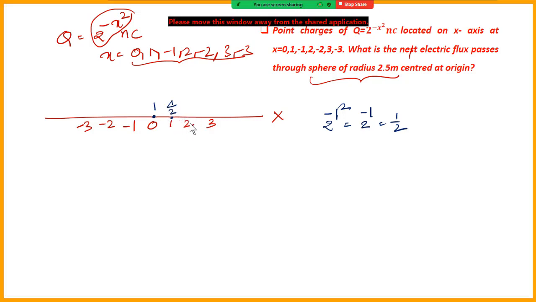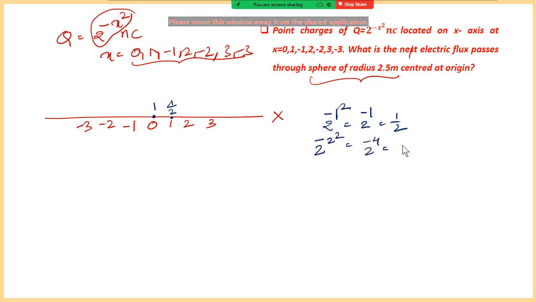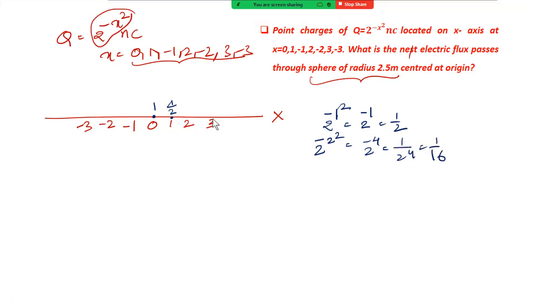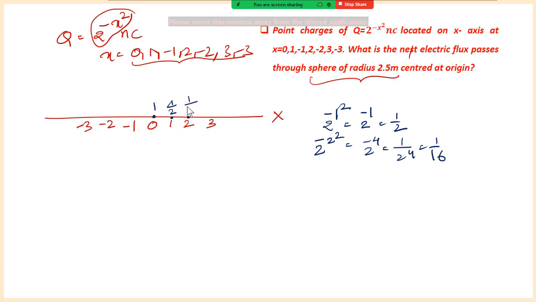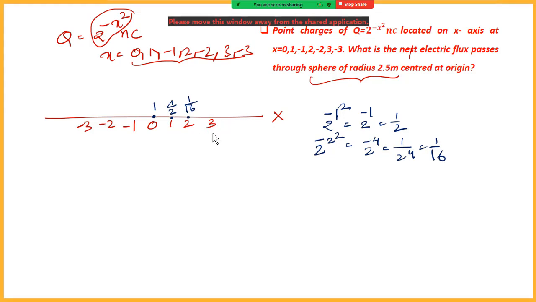Next, at x is equal to 2, 2 power minus 2 square, that is equal to 2 power minus 4, that means 1 by 2 power 4, that is equal to 1 by 16. So at x is equal to 2, we have how much amount of charge? 1 by 16 nanocoulombs. Similarly, at x is equal to 3, 2 power minus 3 square, that is equal to 2 power minus 9, that is equal to 1 by 2 power 9.